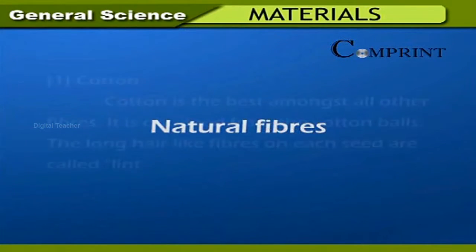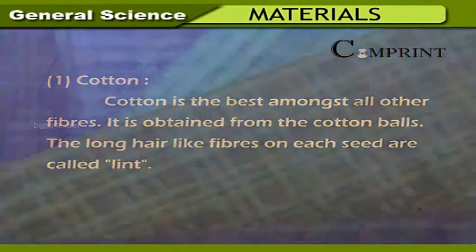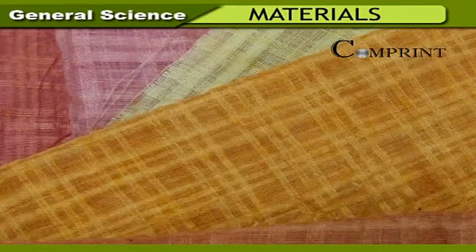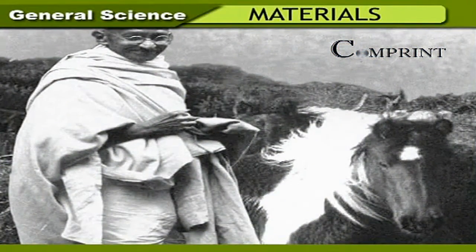Natural fibers. Cotton. Cotton is the best amongst all other fibers. It is obtained from the cotton balls. The long hair-like fibers on each seed are called lint. Cotton is spun into yarn. Cloth made by spinning on handlooms is called khadi or khaddar. Gandhiji used to wear khaddar clothes. Cotton clothes give comfort to the body in summer.